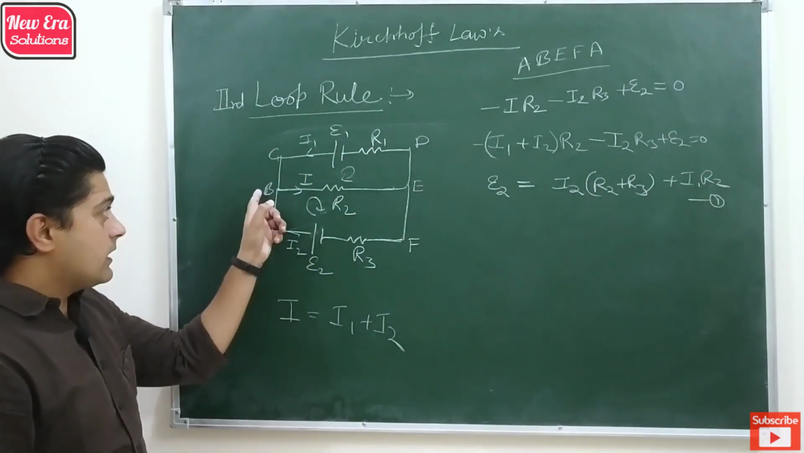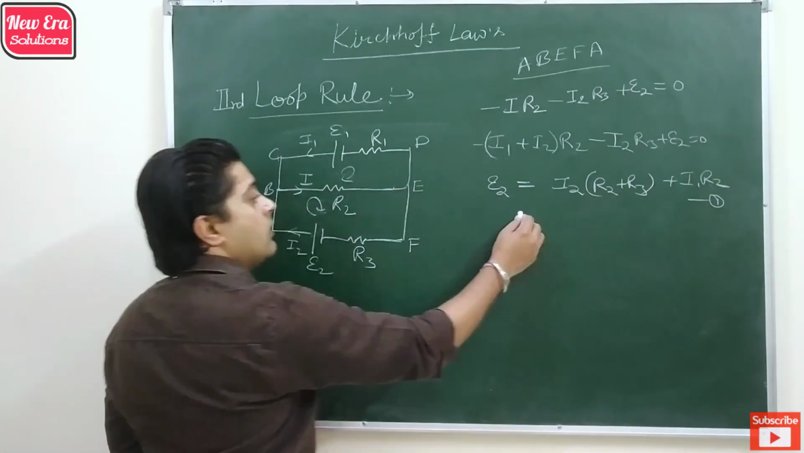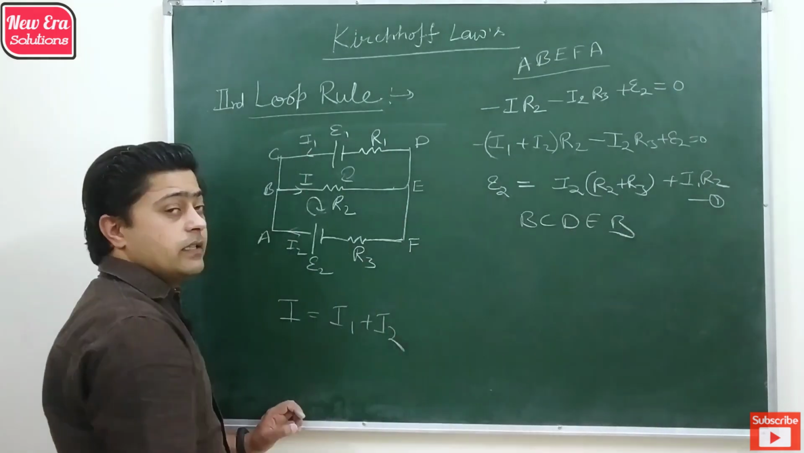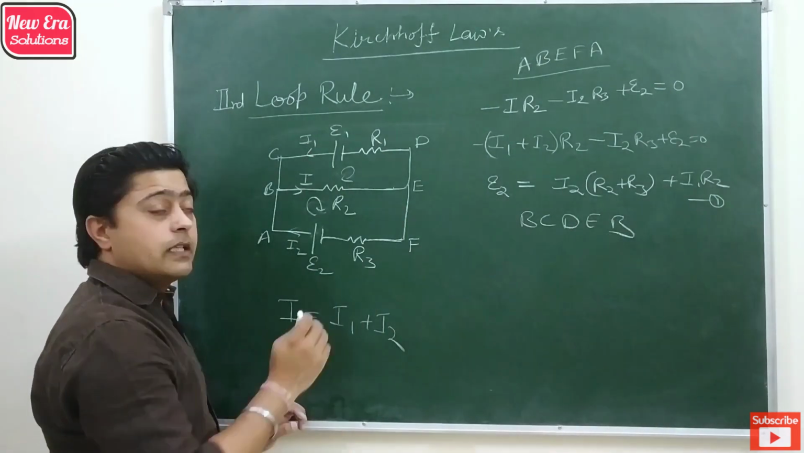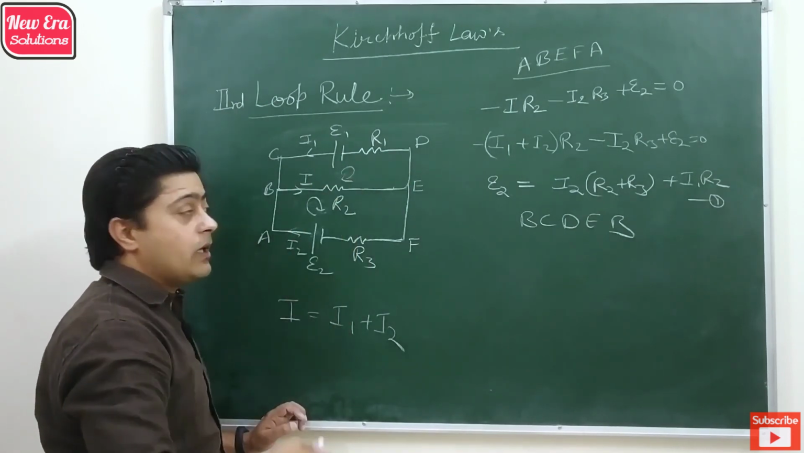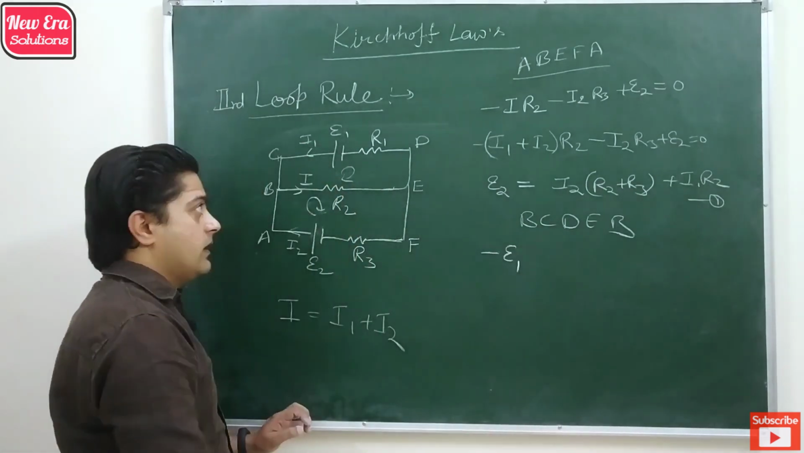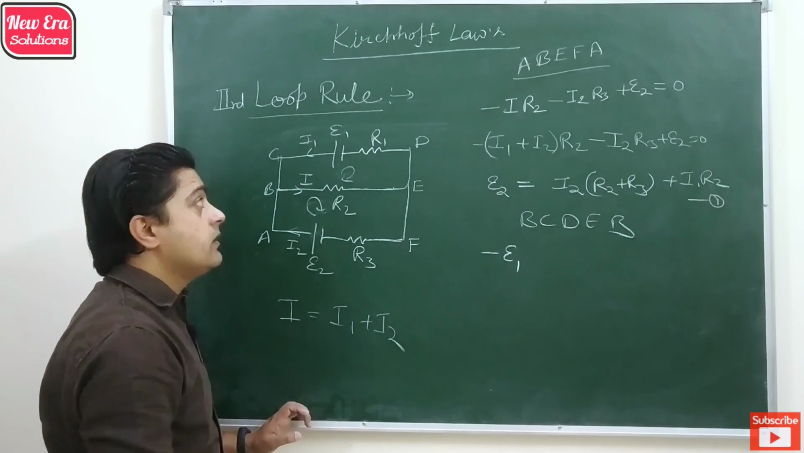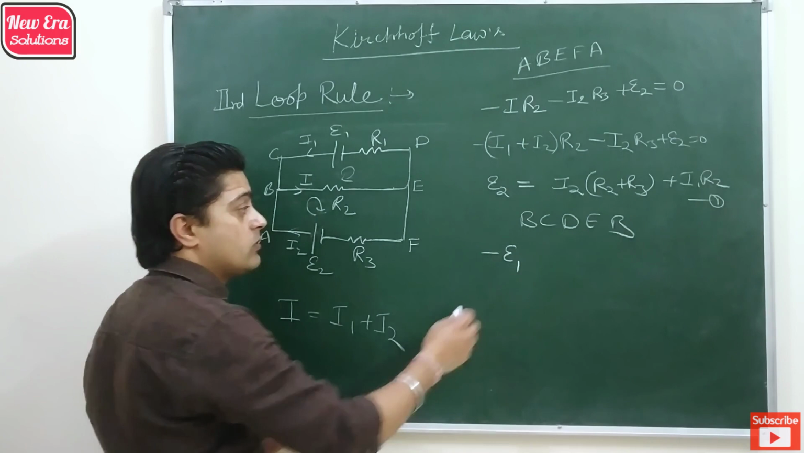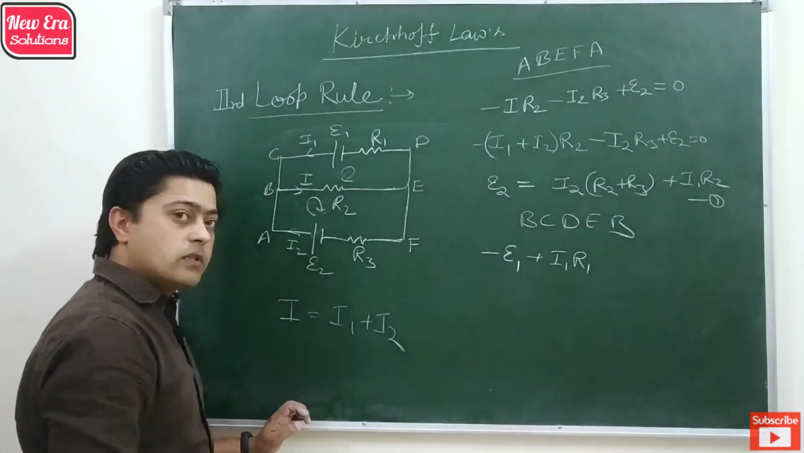Then in the loop B, C, D, E, B, if we apply Kirchhoff's law: B to C, there is no cell or resistance. Then C to D, there is a cell of EMF E1, and we are moving from high to low potential, so this EMF is taken with a negative sign. And there is a resistance R1 with the current I1 flowing opposite to our direction, so that potential I1 R1 is taken with the positive sign.